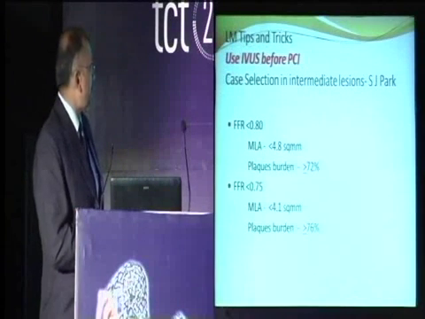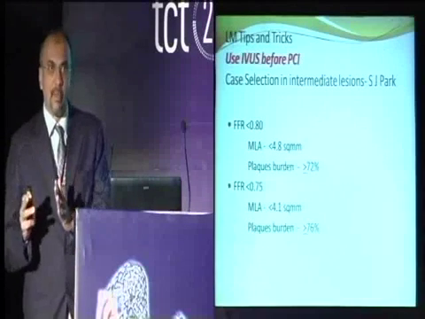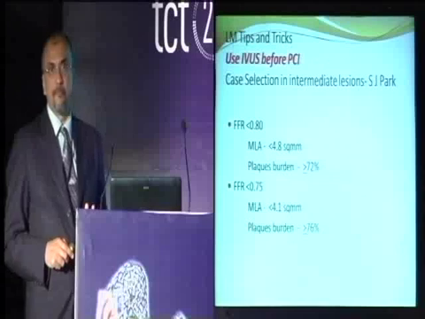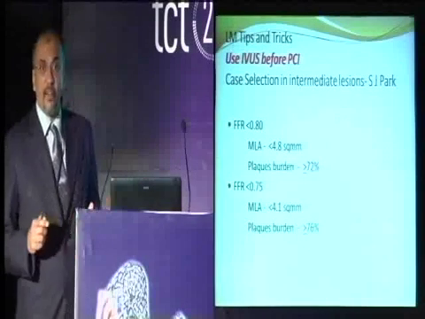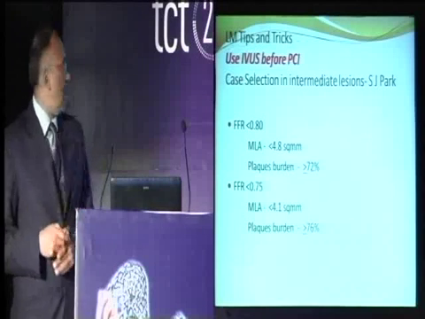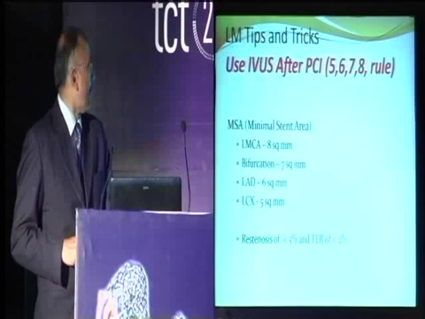If you look at Park's criteria, he combined FFR and IVUS. So this is IVUS before the procedure. If you are looking at an FFR of less than 0.75, it correlates with a minimal luminal area of 4.1 and a plaque burden of more than 76%.